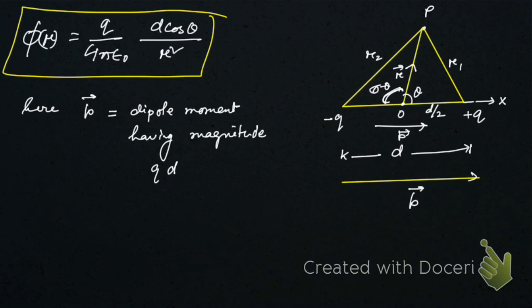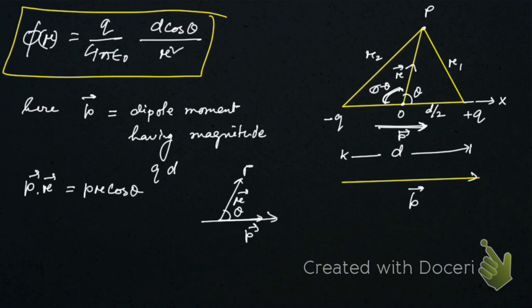what will be the dot product of this vector p and this r vector? This is the position vector r of the point P, and this is the direction of the dipole moment, and the angle between them is theta. Then p vector dot r vector will be p r cos theta, right? That will be p r cos theta.